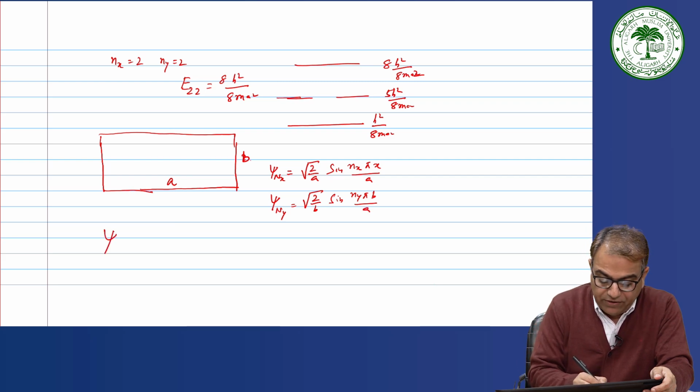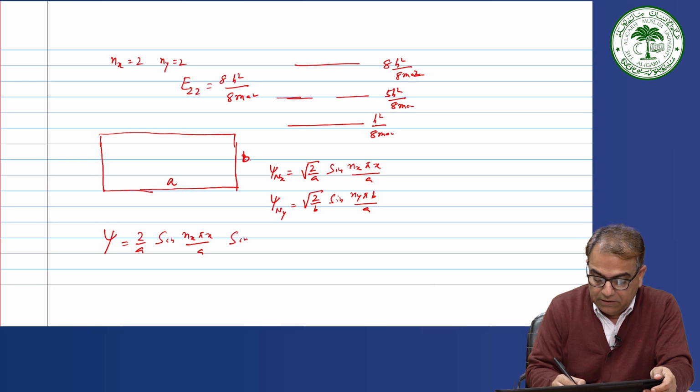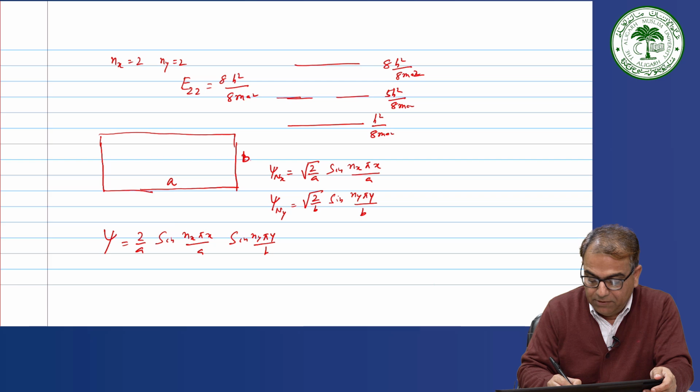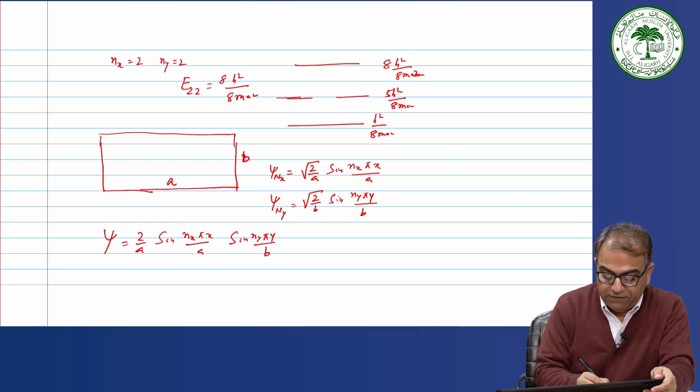So the total wave function will be 2 divided by root a b, sine nx pi x divided by a, and sine ny pi y divided by b. Okay, so this will be the total wave function.